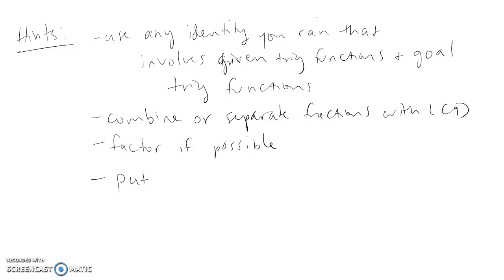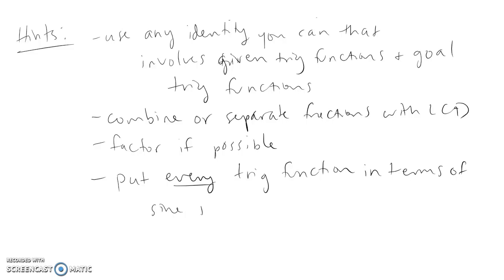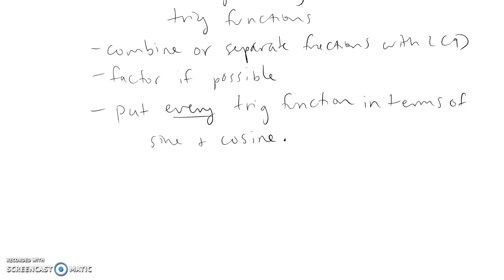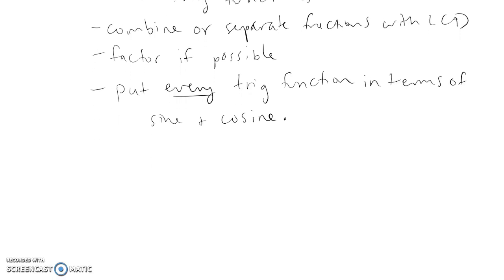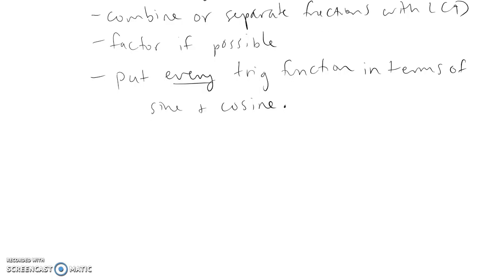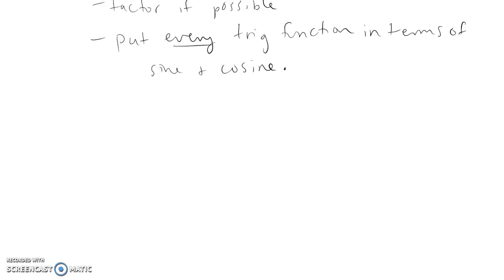A little trick that sometimes works really well is if you put every trig function in terms of sine and cosine, especially if you're trying to go from a trig function that doesn't easily change into a different one by reciprocal or something like that. If you put everything in terms of sine and cosine, sometimes you can then manipulate it and turn it into what you want. And then here's another trick that we're going to do in an example in a little bit that gets used quite a bit.